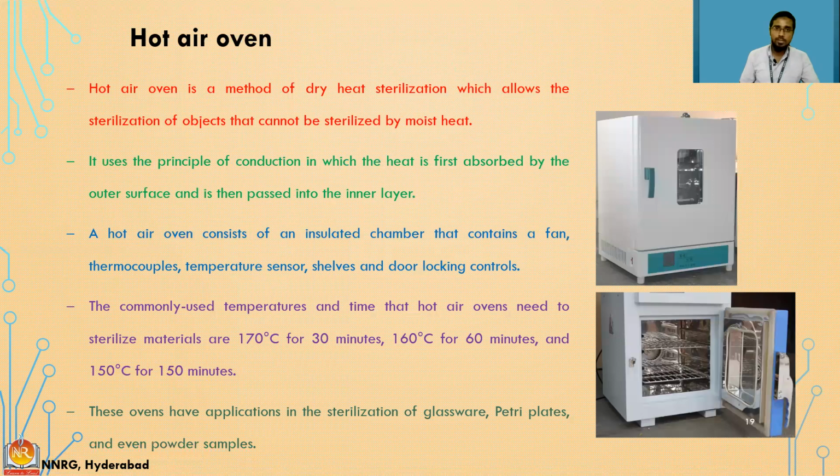Now, what is a hot air oven? As discussed in the previous slides, a hot air oven is like a square-shaped structure which contains different shelves where you can put glassware and all in order to achieve sterilization at a higher temperature. So basically, the temperature used is 170 degrees centigrade for 30 minutes, or 160 for 60 minutes, or 150 for 150 minutes. This is the process of the hot air oven. The basic principle is conduction, that means transfer of heat from one cell to another at a constant temperature.